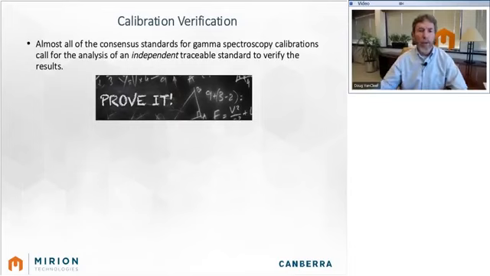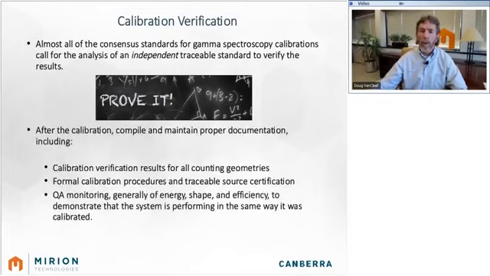After the calibration, verify the accuracy by counting an independent but well-known standard, preferably a traceable standard, in the same geometry. The verification standard does not have to include all the nuclides used in the calibration, but should cover most of the calibration energy range. And of course, when you are done, make sure you have a thorough documentation trail.